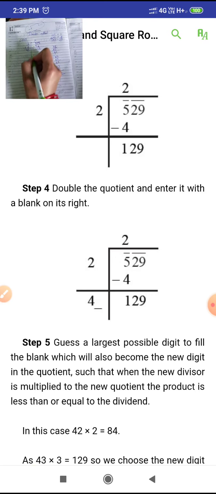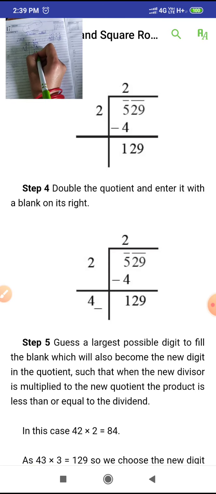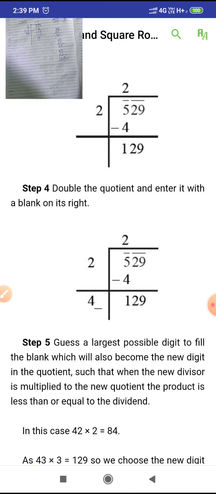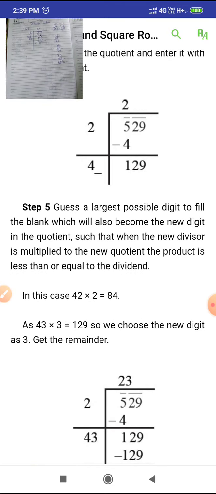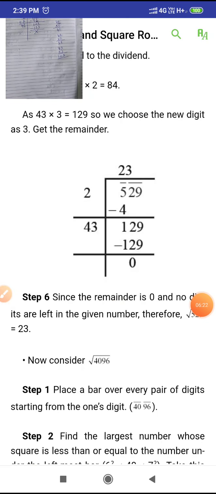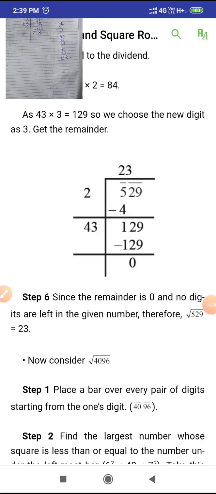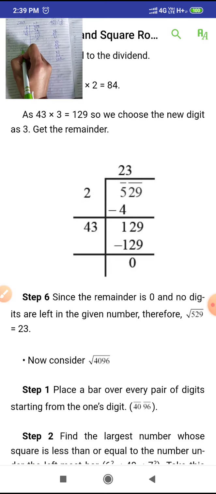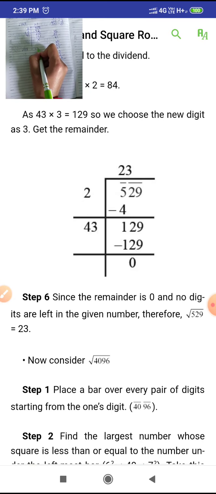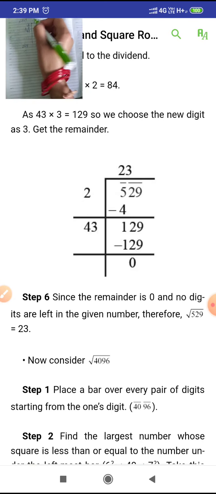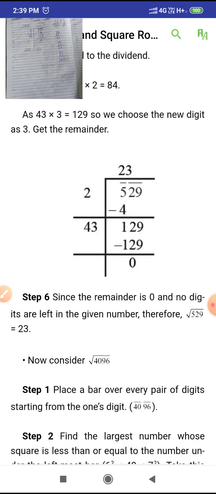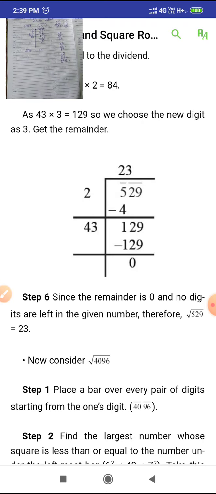So we write 3 here and 129 here. After subtraction, remainder is 0 and no digits are left in the given number. So square root of 529 is 23. In this way you can find out the square root of any number by using the division method.